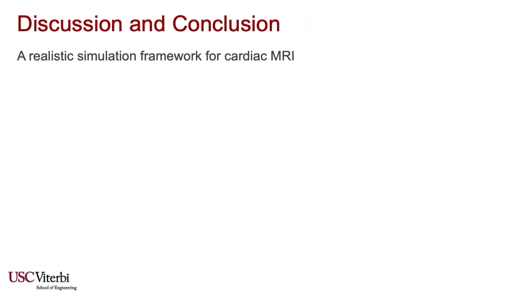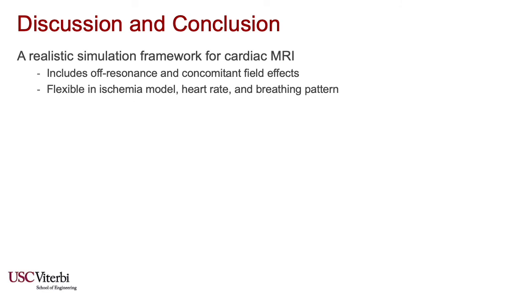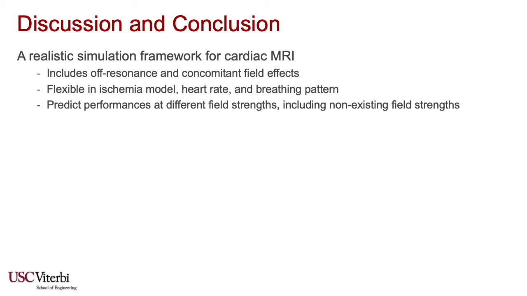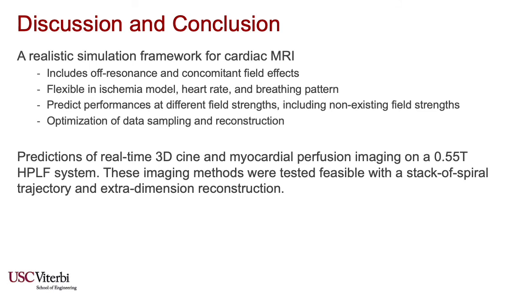In this work, we have proposed a realistic simulation framework for cardiac MRI, including off-resonance and concomitant field effects. It's flexible in phantom model, heart rate, and breathing pattern, and can predict performance at different field strengths, even including non-existing ones. The framework is also extremely useful for optimization of data sampling and reconstruction. By using this simulation framework, we have predicted the performance of real-time 3D cardiac cine and myocardium perfusion on a 0.55T system. These imaging methods were tested feasible with a stack of spiral trajectory and extra dimension reconstruction.